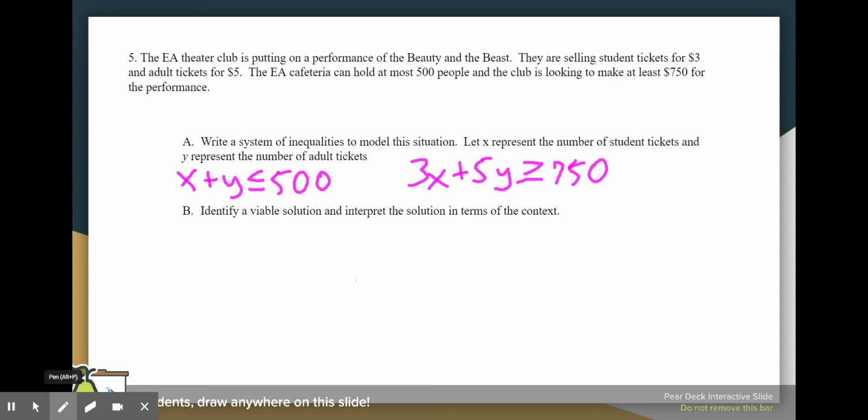So we did part A. B wants a viable solution. Since we're not graphing it, what we want to do is solve it. So I'm just going to rewrite it to have more room. All right, to get this in y-intercept form, I need to solve for one of these. I'm just going to go ahead and solve for y, because we have to solve this using substitution. So I'm going to subtract x. Y is less than or equal to -x plus 500.